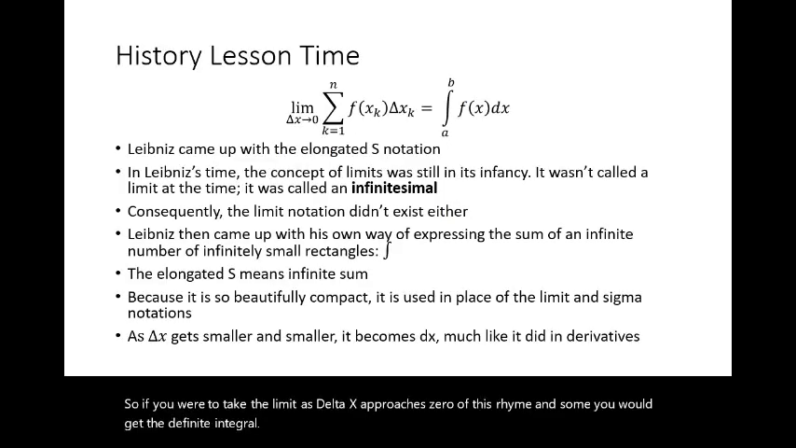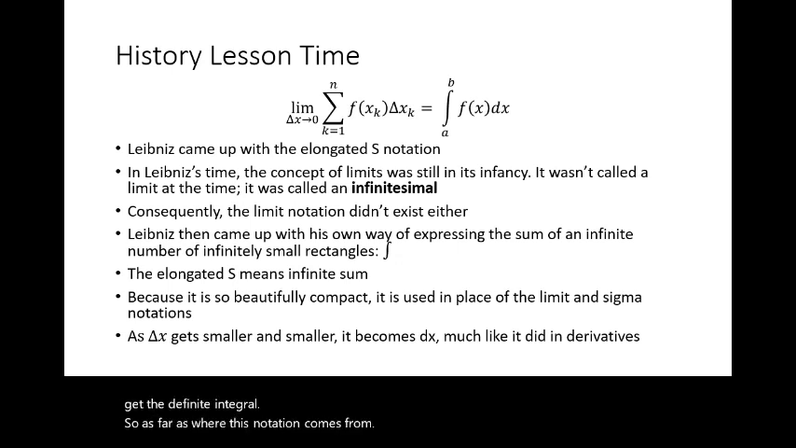As far as where this notation comes from, you have to remember that calculus was not invented all at once, and was not developed all at the same time by the same person. Calculus was really a variety of advances from a variety of different people over a large span of time. So Leibniz is actually the one that came up with this elongated S notation. Now, in Leibniz's time, the concept of limits was in its infancy. It wasn't called a limit at the time, it was actually called an infinitesimal.